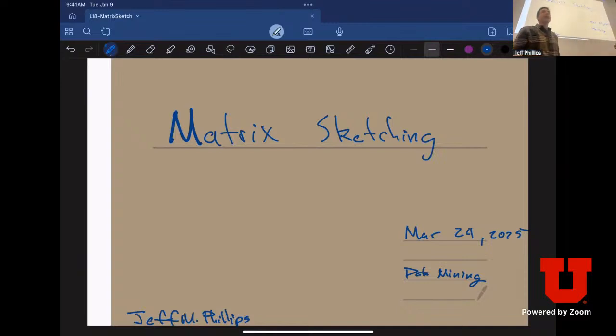So today we're going to talk about matrix sketching. It's going to be in two units. We've talked about dimensionality reduction first, and also the streaming or large scale algorithms. So we're basically going to look at how you do dimensionality reduction at these extremely large scales.